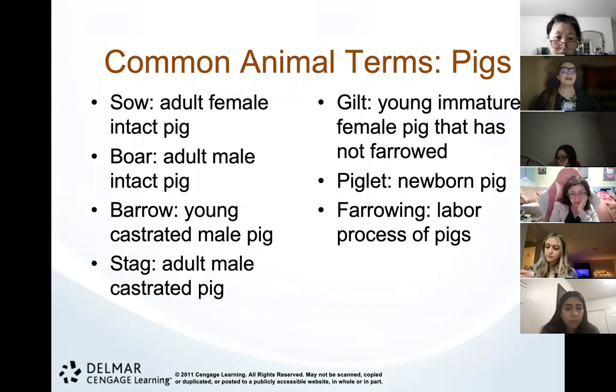Then we have the stag, and that's an adult male castrated pig. So barrow being young, stag being older. Gilt is going to be the young, immature female pig that is not farrowed. And farrowing is the labor process of pigs. So a gilt is a female pig that has not had a litter yet. And piglets are our newborn pigs.